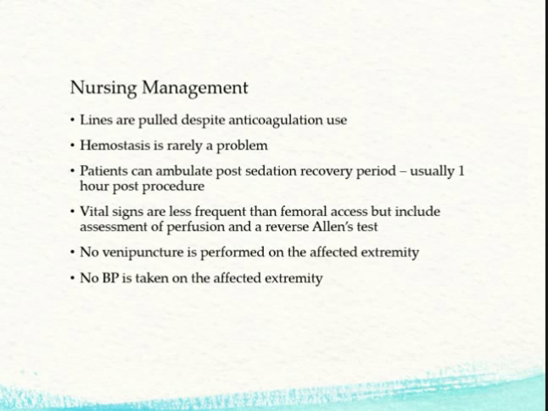Vital signs are less frequent than with femoral access, but they should include assessment of perfusion and the Allen's test. They should not have any venipuncture on the affected extremity. I was asked how long for? I'm going to say a week. If they had to have labs drawn for that week, they should probably have it drawn on the other arm. No blood pressure is to be taken on the affected extremity either. So if they had a right radial approach, then no blood pressures on the right, no venipuncture on the right.